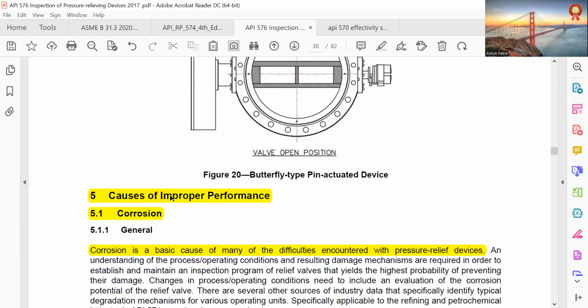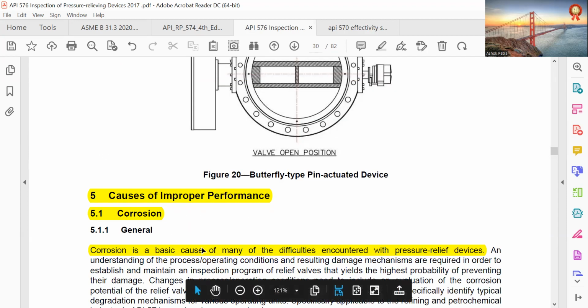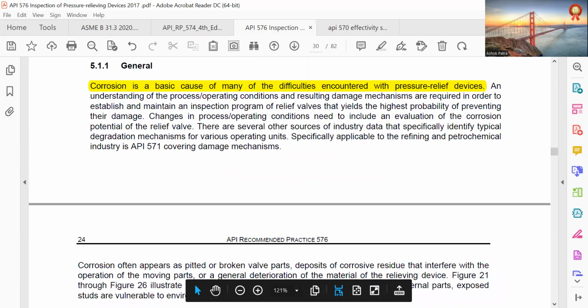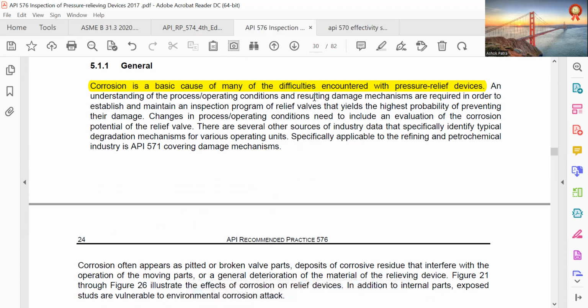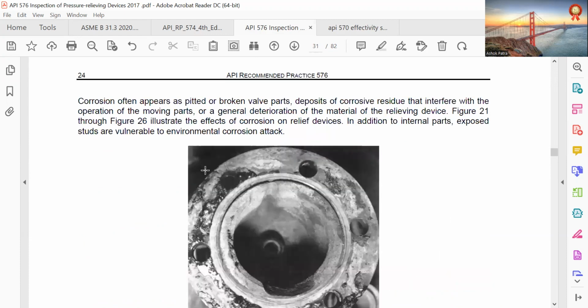Causes of improper performance. Corrosion. Corrosion is a base cause of many of the difficulties encountered with pressure relief devices. So an understanding of process operating conditions and resulting damage mechanisms is required in order to establish and maintain the inspection program of relief valves that yields the highest probability of preventing their damage.